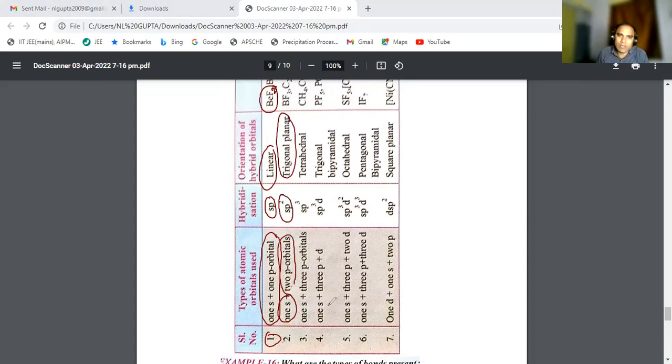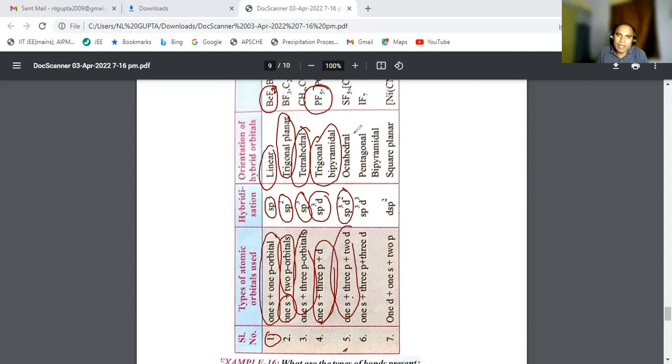This we all studied. The third one is 1s and 3p orbitals, so it is sp3, that is tetrahedral shape. Just now today we studied this one: 1s orbital, 3p and 1d orbital, so that is sp3d, trigonal bipyramidal shape. Today we studied the PCl5 molecule. The fifth one is 1s, 3p and 2d orbitals, so it is sp3d2, and the shape is octahedral, SF6.